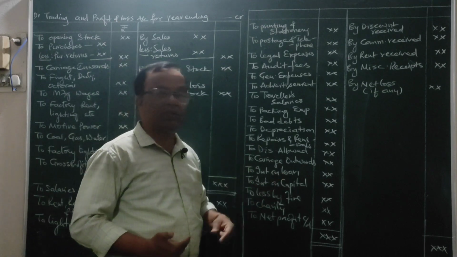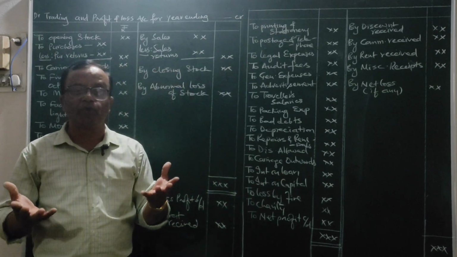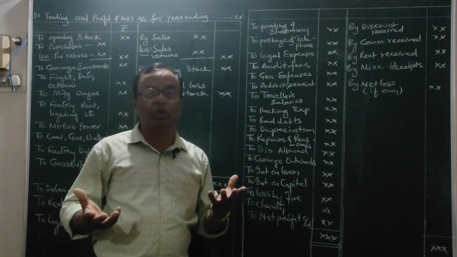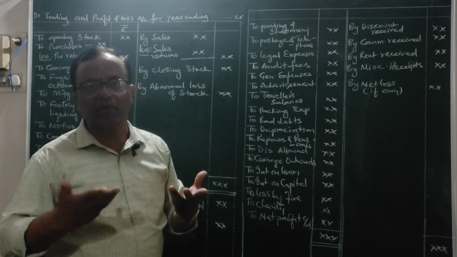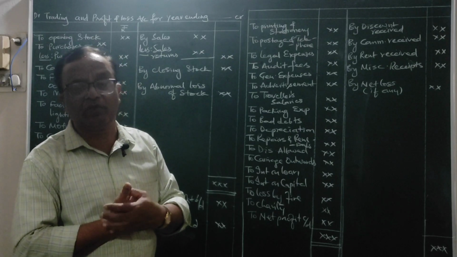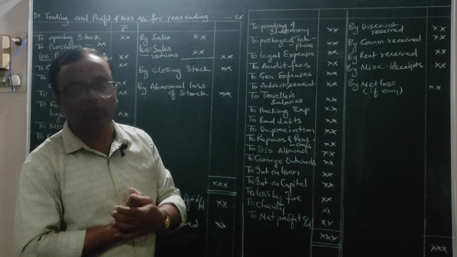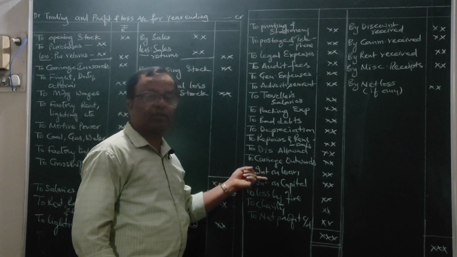Then again, interest on loan. That means if the business has taken a loan, loan is a liability. On that loan, interest has to be paid by the business to the bank or the financial institution from where it has taken that loan. So interest on loan is an indirect expense to the business.